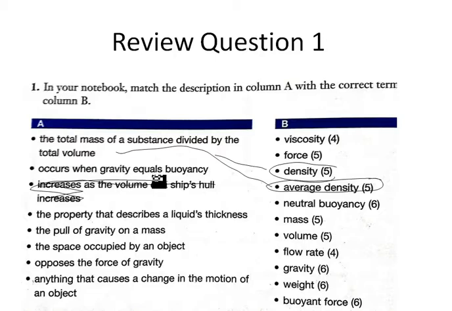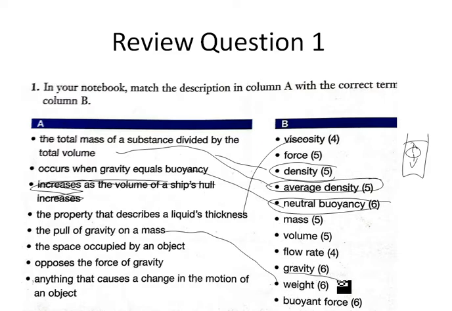Here's when gravity equals buoyancy. That would be neutrally buoyant, like our grape. We made our grape in the salt water neutrally buoyant. It didn't sink and it didn't rise. A property that describes a liquid's thickness, that is viscosity. The pull of gravity on a mass, we call that the weight of an object, and the weight basically varies depending on the size of the planet. Space occupied by an object is called the volume.